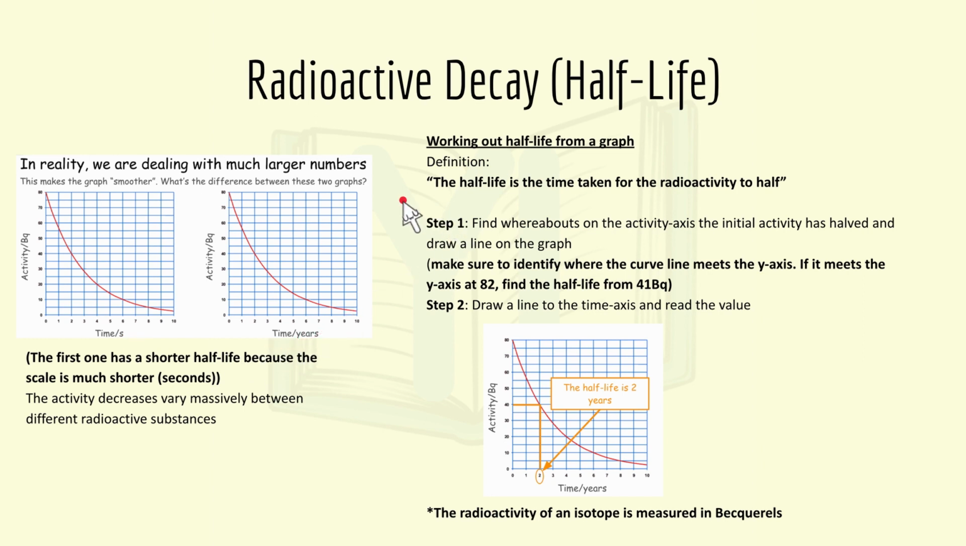And working out the half-life from a graph, as we talked about just now, the half-life is the time taken for the radioactivity to halve. To find the half-life, first you find where on the activity axis the initial activity has halved, and draw a line on the graph over here. Then you see where it meets the curve, and go down to the x-axis. The half-life is around 2 years.